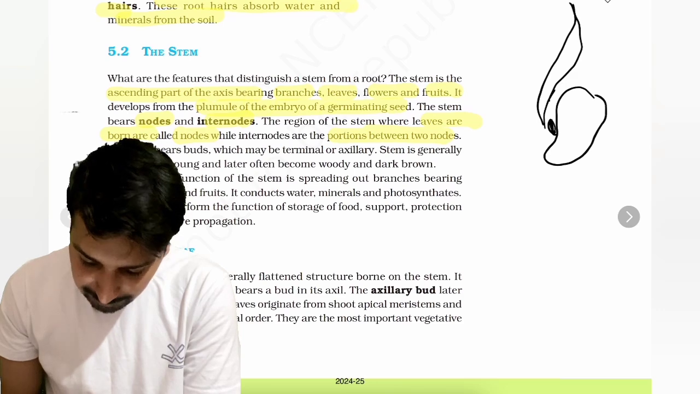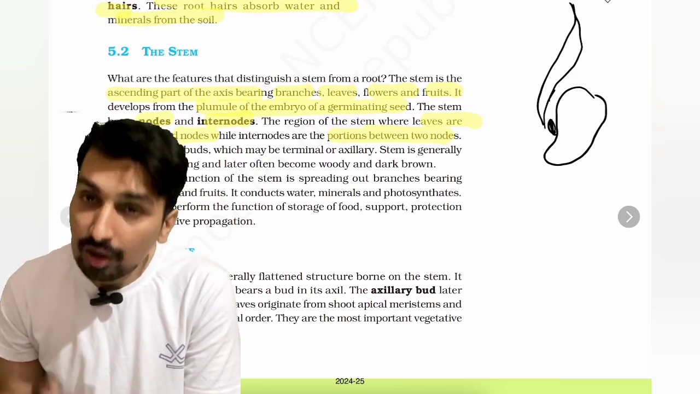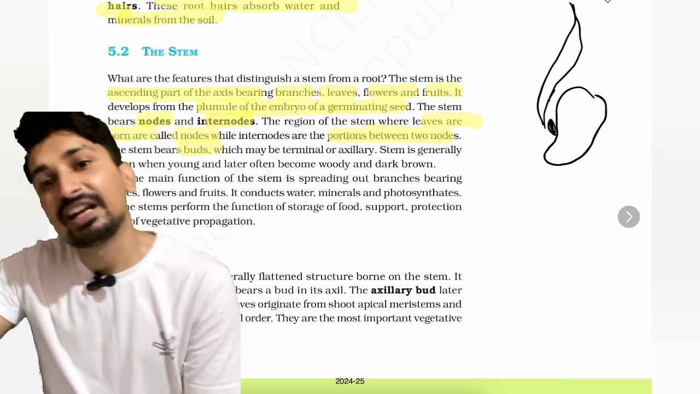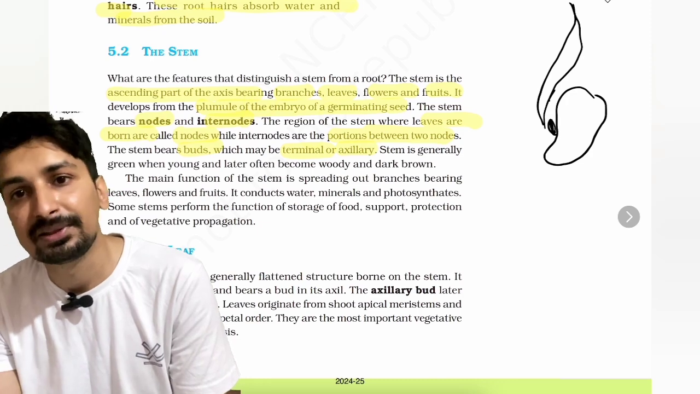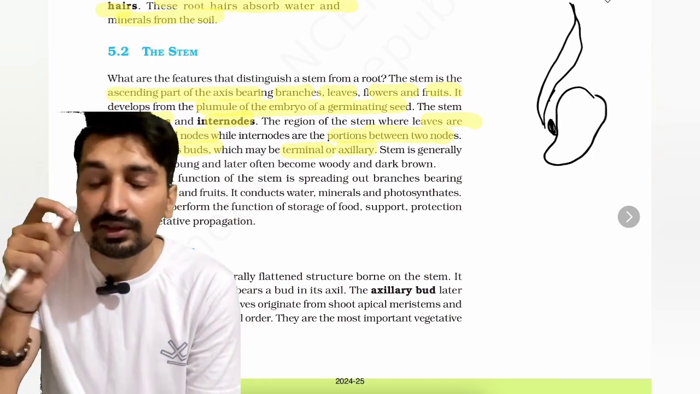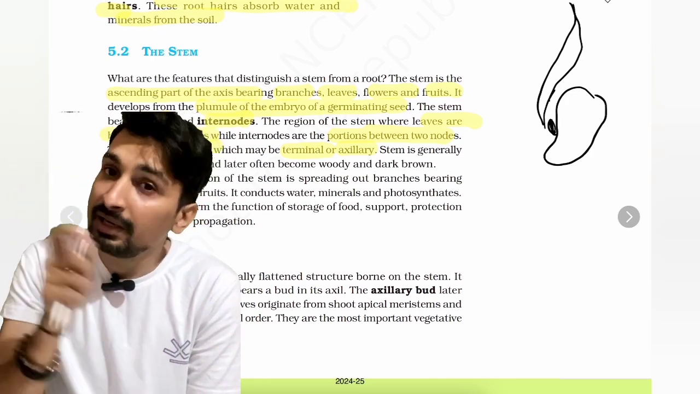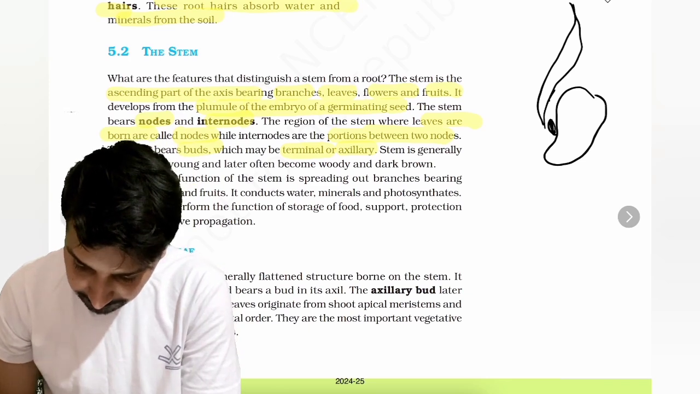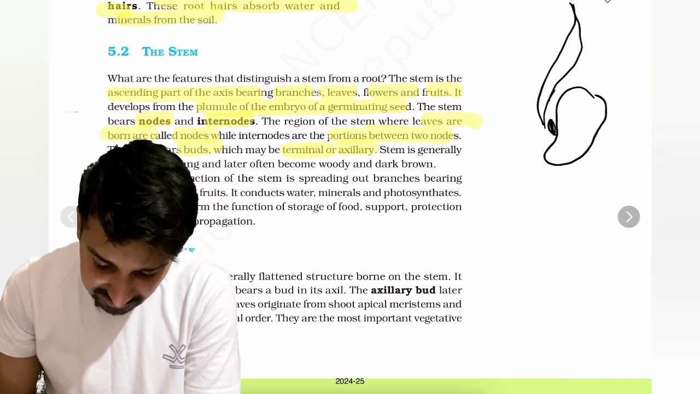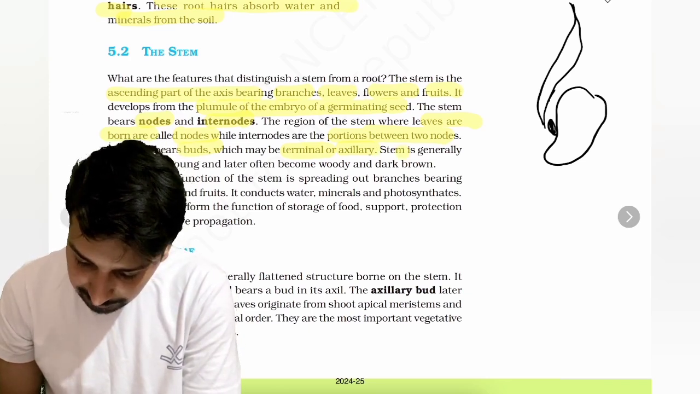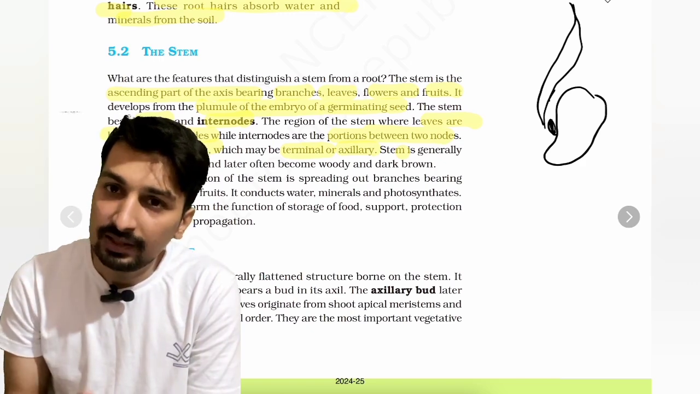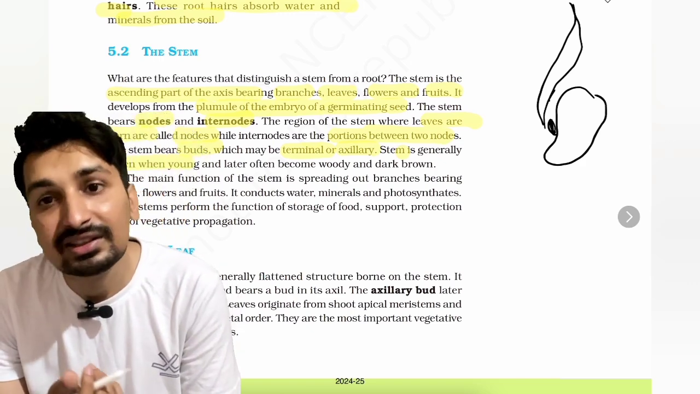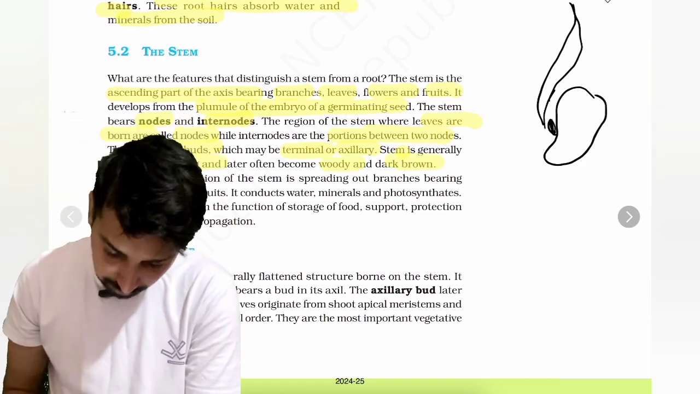The stem bears buds which can be terminal or axillary. It can have buds which are at the end. If it is present at the end, it is known as terminal. If it is not at the end but in between, that is known as axillary. Stem is generally green when young and later it becomes woody and dark brown. Initially it's just like coriander. It's green, later it becomes dark brown or woody.